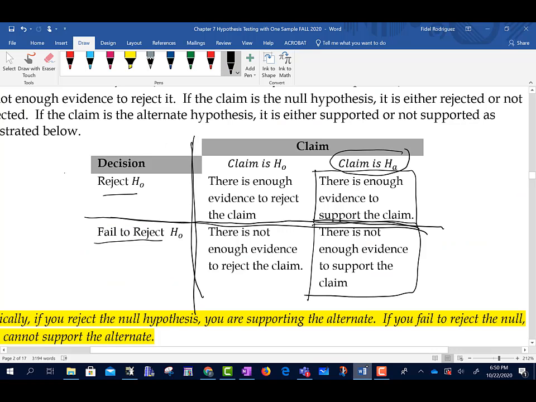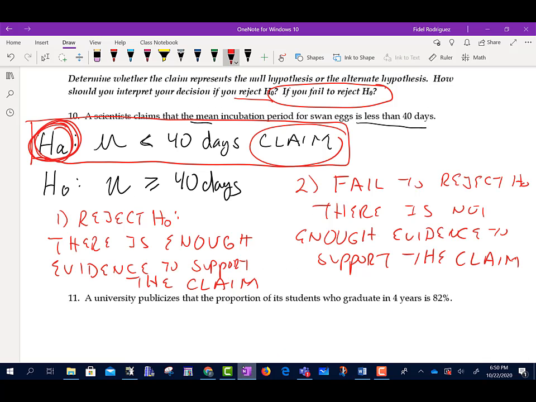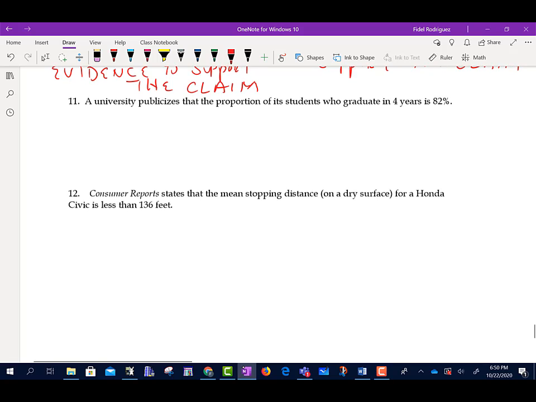part of this table right here I'm going to use, okay? And I'm going to pick one of these little 4 squares. And every one of my answers is going to be one of those little 4 squares, okay? So let's take a look at number 11.